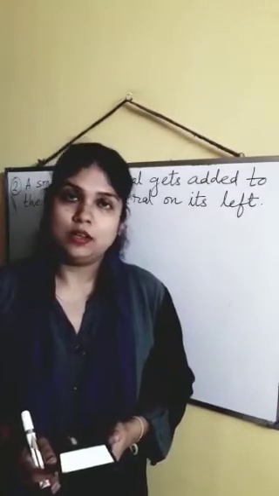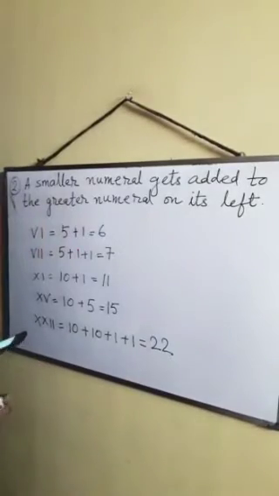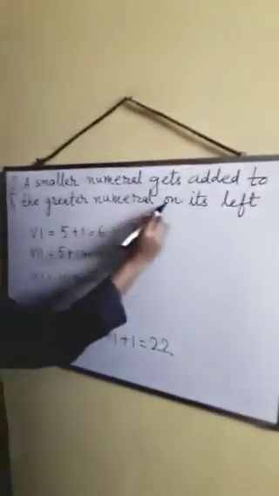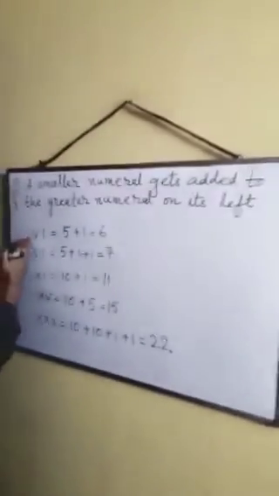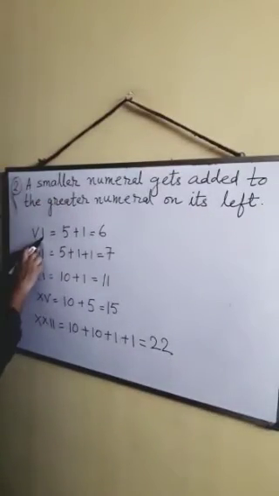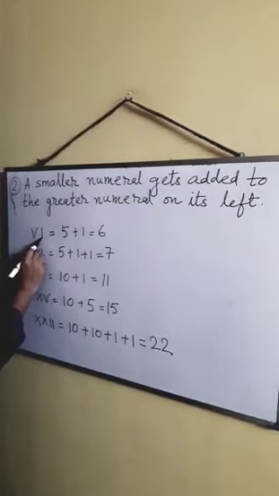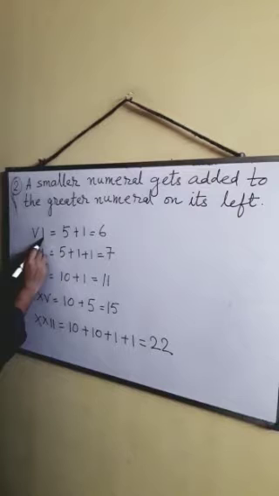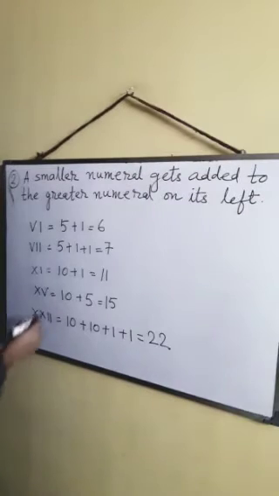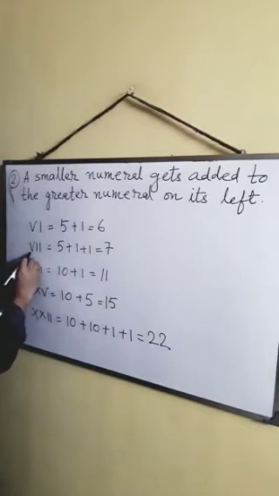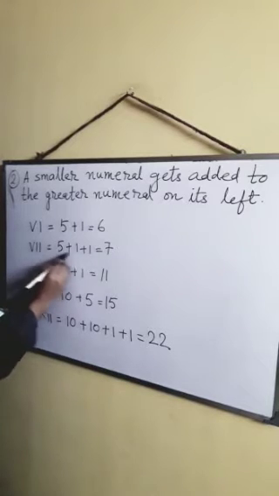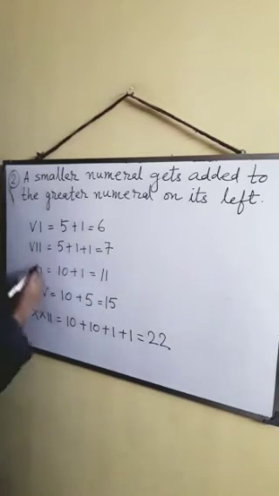Now, rule number 2. What does rule number 2 say? A smaller numeral gets added to the greater numeral on its left side. A smaller numeral is this one. This is smaller, this is bigger; this is 5, this is 1. So the smaller numeral gets added to its greater numeral on its left. 5 plus 1 plus 1, that is 7. The smaller numbers get added to the bigger number to its left side.